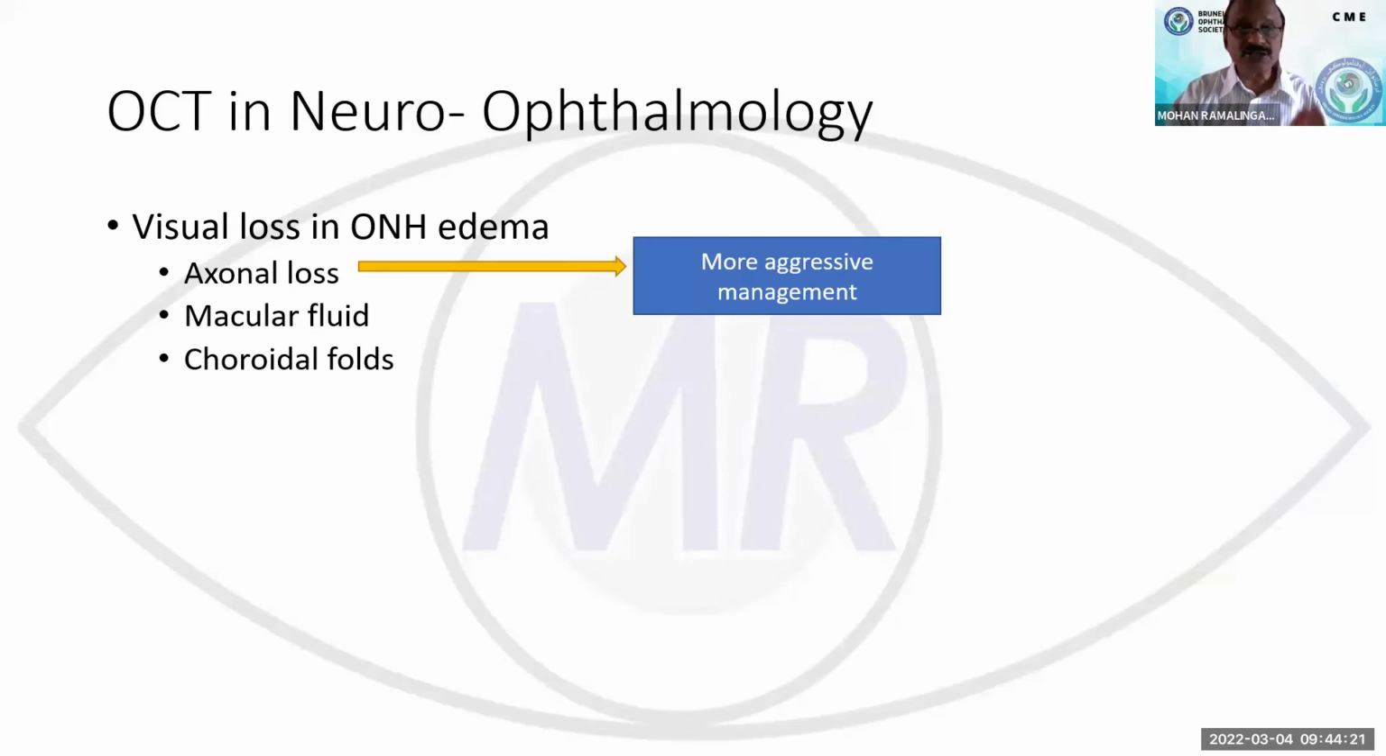Patient A, the axonal loss or the ganglion cell loss is normal or less affected, whereas patient B with the same amount of edema, if the ganglion cell loss is more, then patient B may require more aggressive treatment. And it can detect the other causes of visual changes, because the edema or the papilledema can cause visual loss in many ways. One, the axonal loss. This may not be in the acute stage, but there can be presence of macular fluid or choroidal folds. So this can differentiate the various causes of visual loss in optic nerve edema.